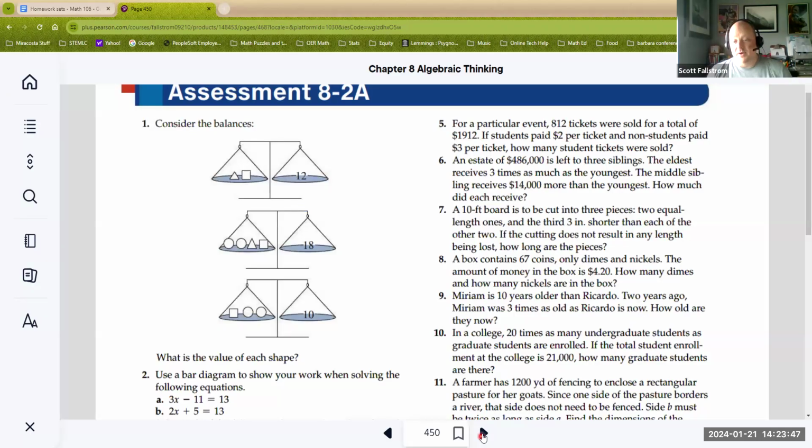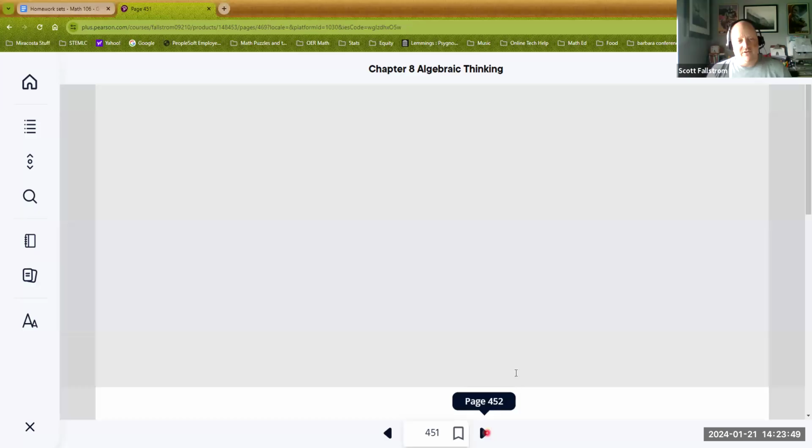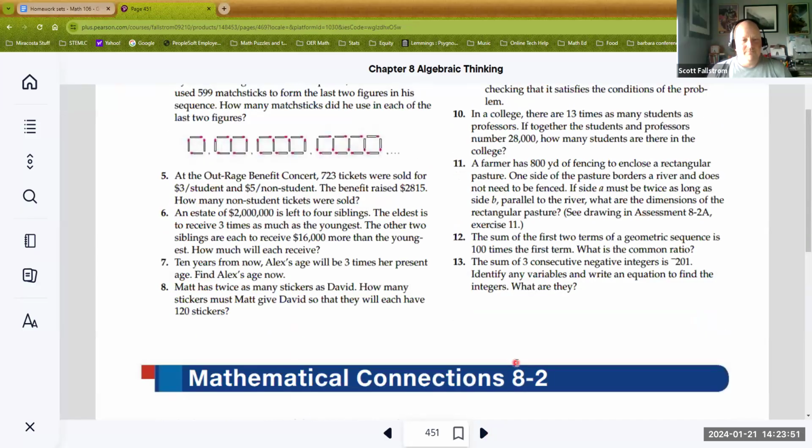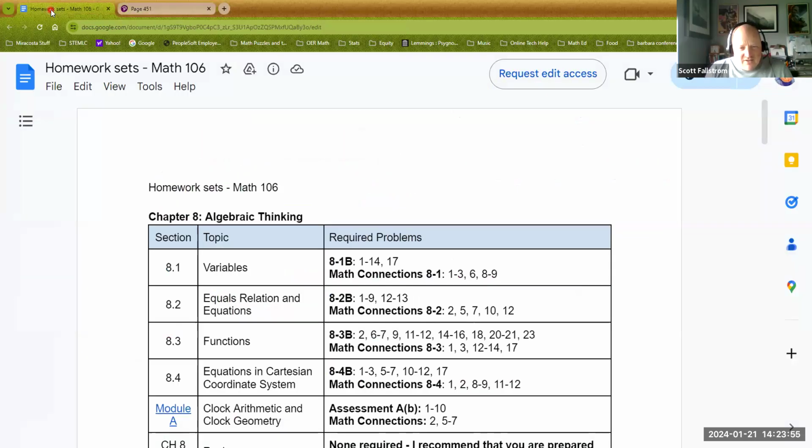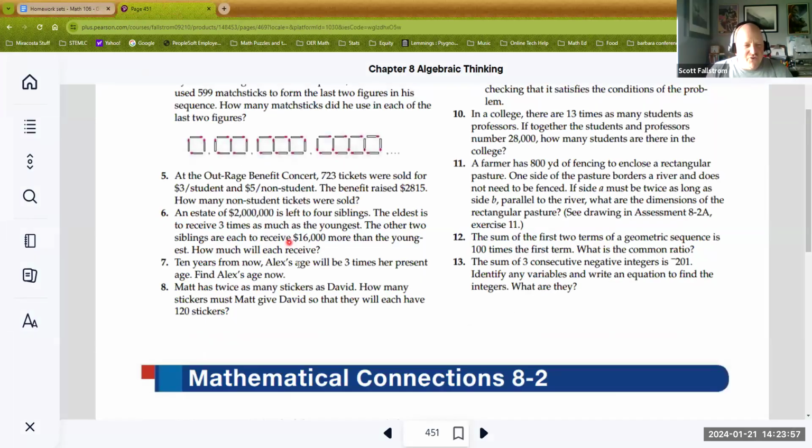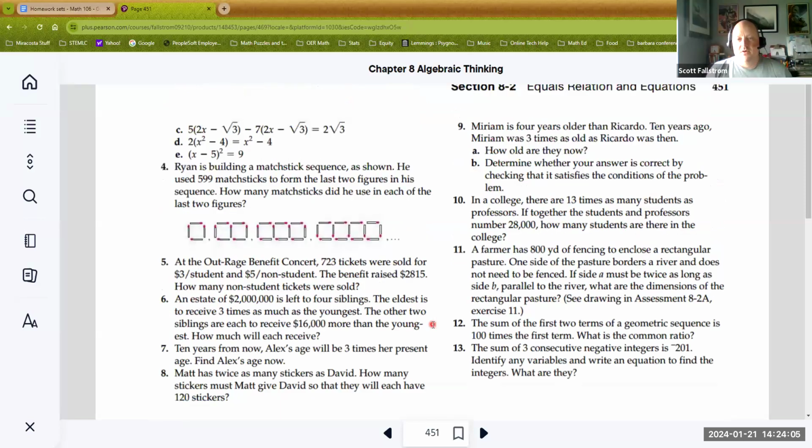All right, I hope you like one of those. It's not critical that you have to do each one of them. Oh, let's see. What else did I say? Through 9, 12 through 13. That has twice as many stickers. How many stickers must Matt give Dave? So they each have 120. And 9 and 12 and 13.